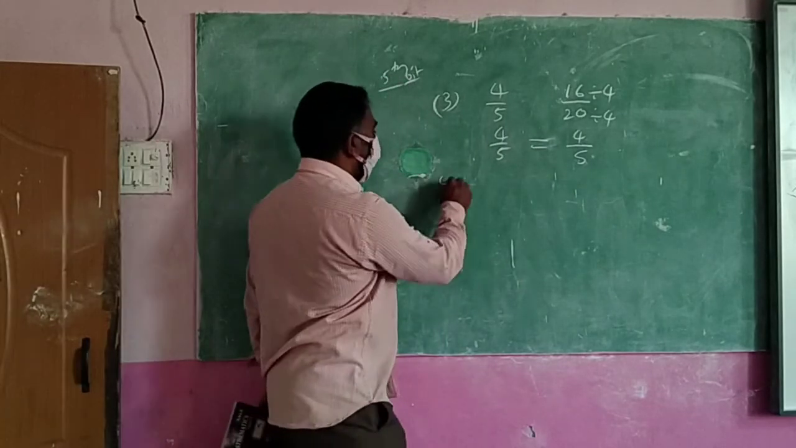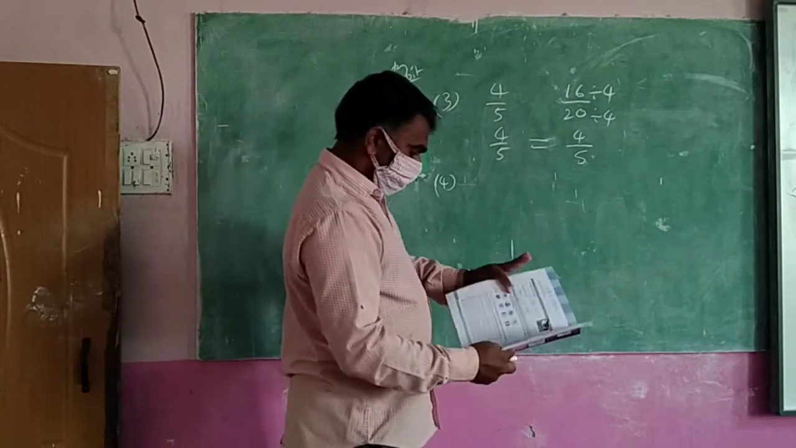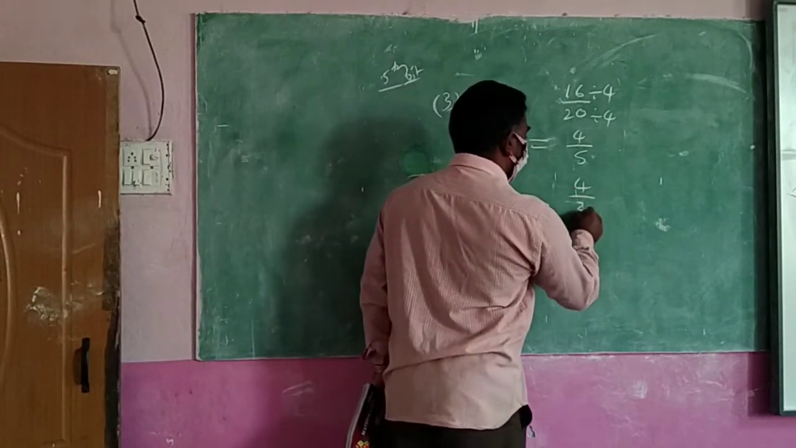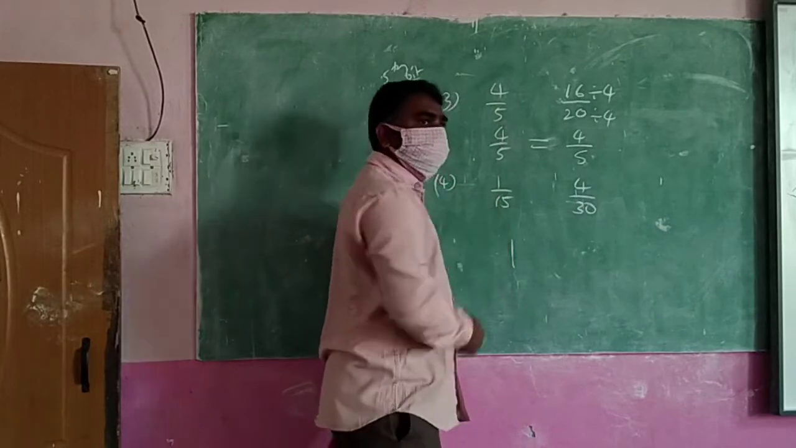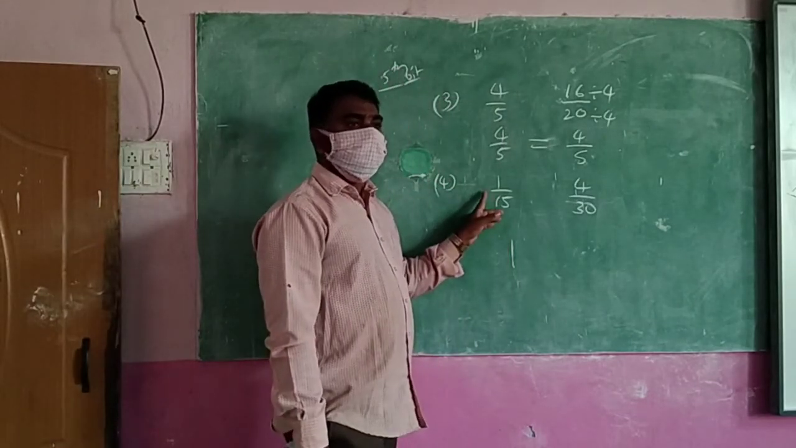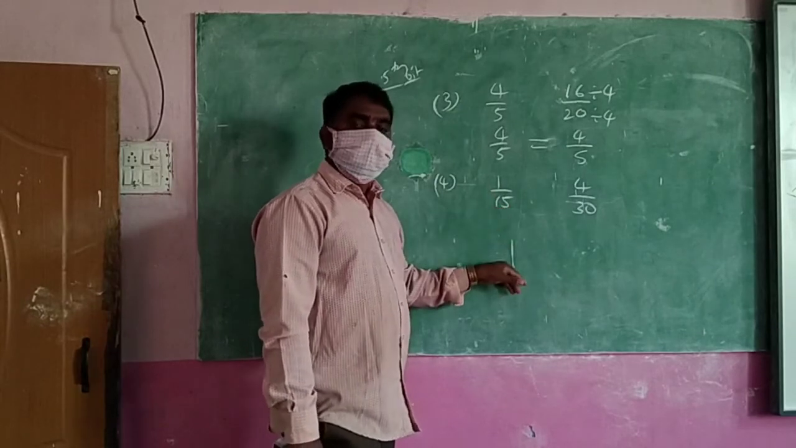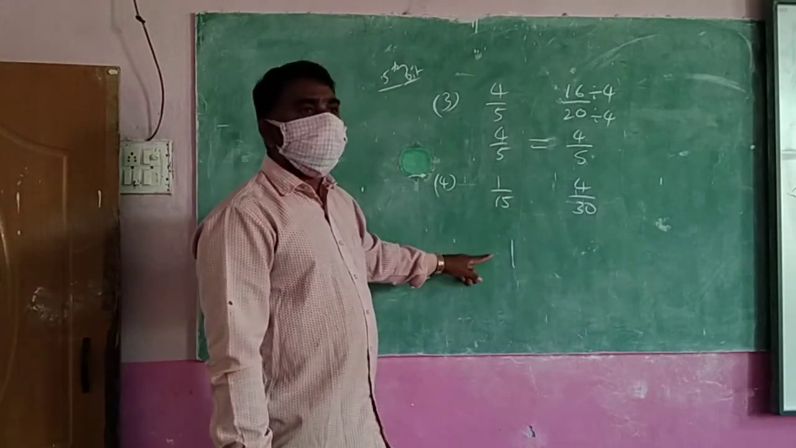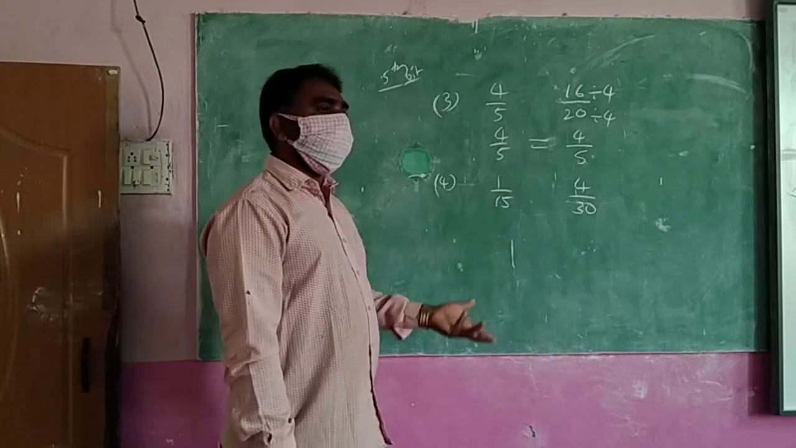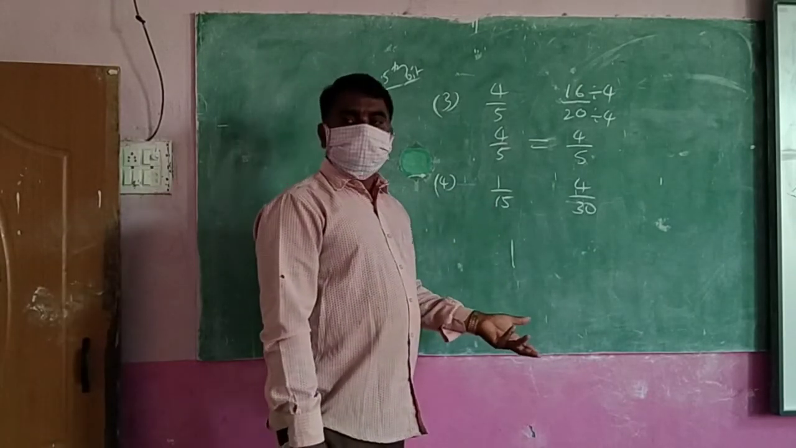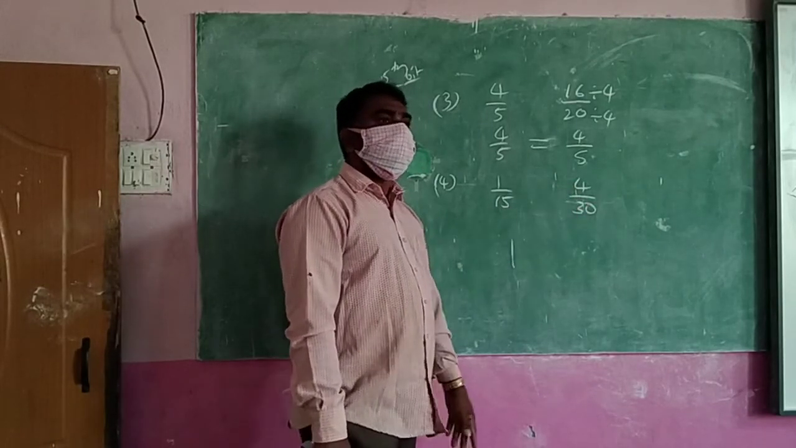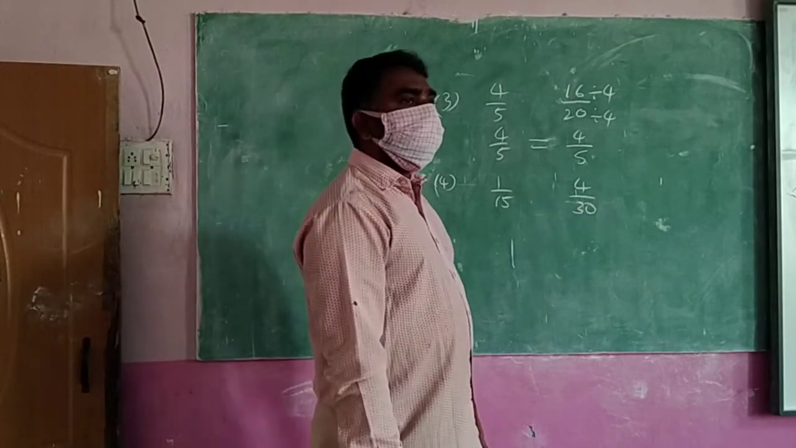Next, fourth one you see. 1 by 15, 4 by 30. Can you change it? By dividing I am asking. By multiplying you can change anyone. By dividing can you change it? No. Because 1 and 15 comes in one table only. No other table. Here you see, no? Can you change this? Yes. 4 and 30 comes in another table.